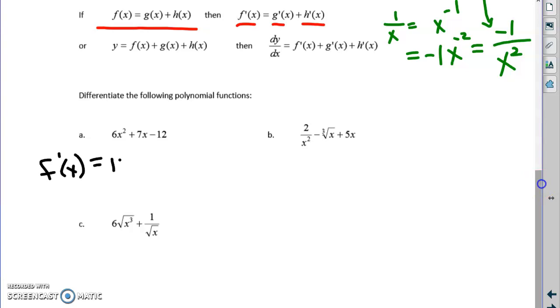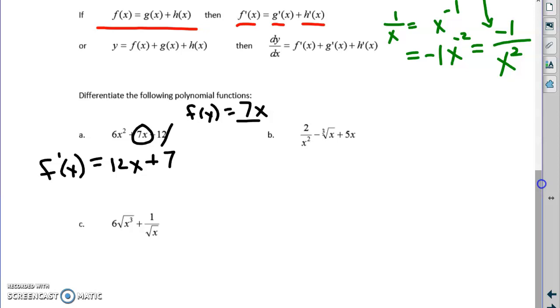6 times 2 is 12, 2 minus 1 is 1, so 12x. Exponent 1, 7 times 1 is 7, just 7. And if you think about it, 7x by itself is a line, and a line has a standard slope. And what's the slope? 7, sure enough. And the constant is gone.